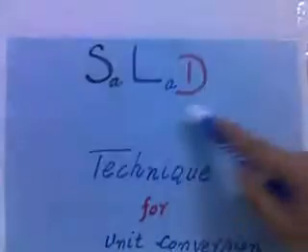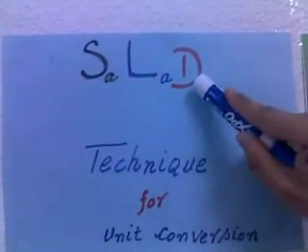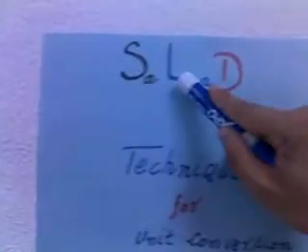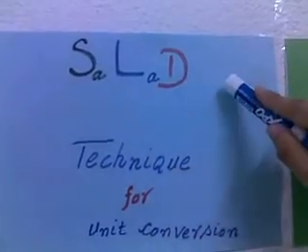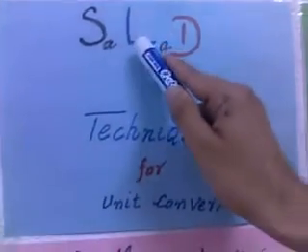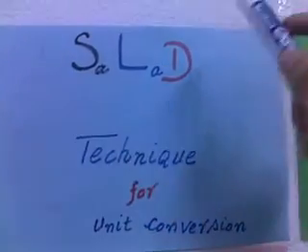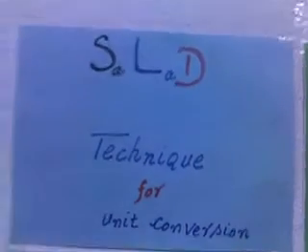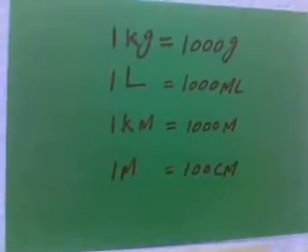So this word salad will be memorized, and it will help us to understand that a smaller to larger unit will be divided by unit, and vice versa. A larger value converted into a smaller value will be multiplied by units. So now we will take some equivalent units for understanding and building our concept.